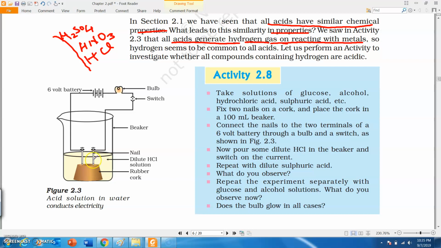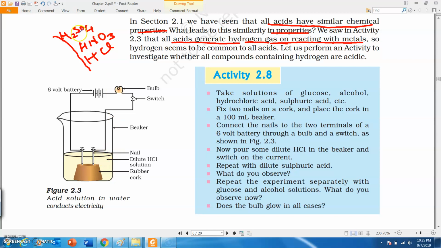Now we will add dilute HCl solution. Dilute HCl to it. What will happen? When the current will flow, the bulb will glow. That means we have added HCl to it and the bulb is glowing.